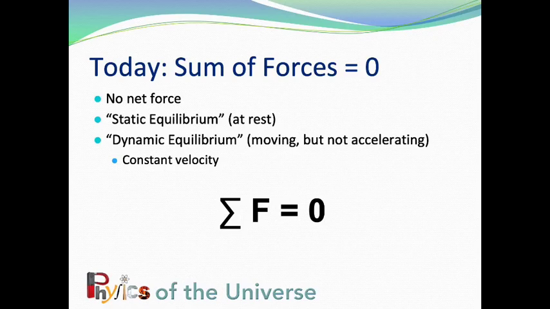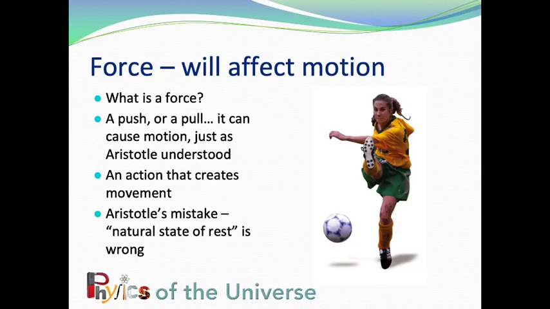So, if we have no net force, then our object is not accelerating. But it could be moving at constant velocity, so constant speed and not changing direction. That would still be in equilibrium. We just call it dynamic equilibrium.